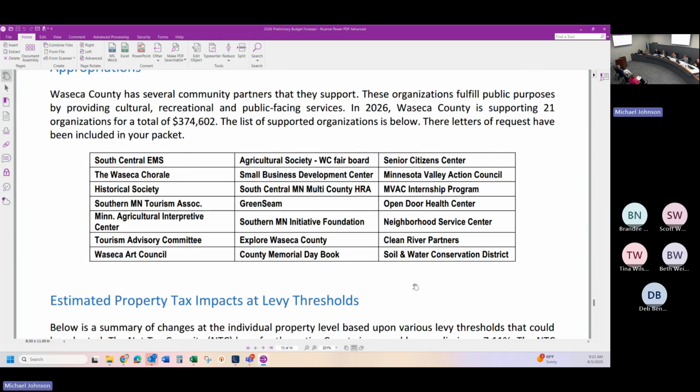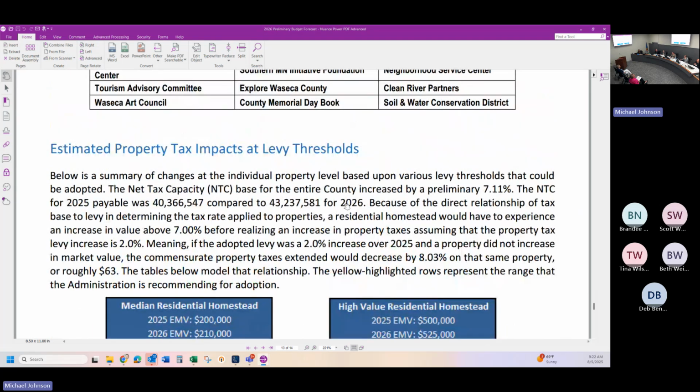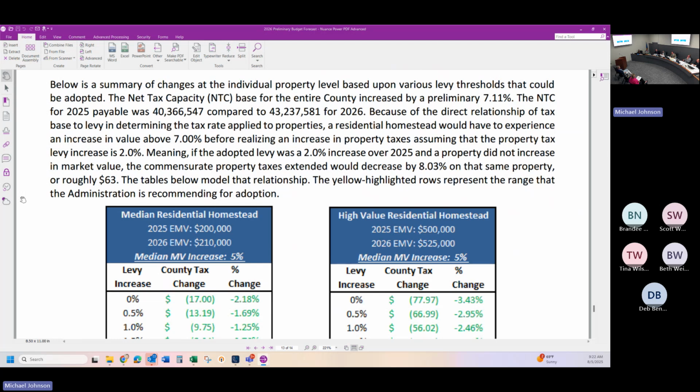Question. Appropriations, you got all that information in your packet. And just trying to wrap up in the next couple of minutes, so going through some of this, and I'll have plenty of time to come back and digest further. Estimated property tax impacts, and talk a little bit about what those shifts may do, or what they look like at the per property basis, per class basis, based upon what's happening in our net tax capacity value from one year to the next. We actually had a pretty significant increase, 7.11% from 2025 to 2026.